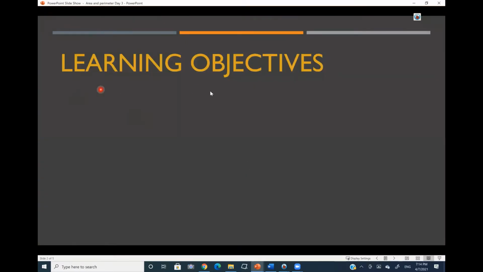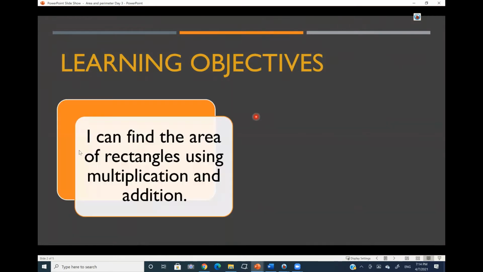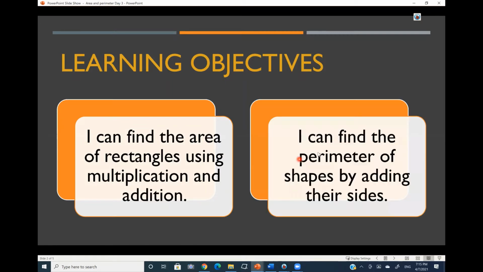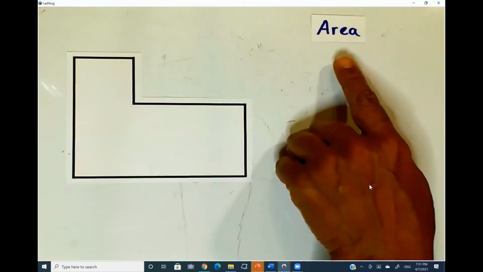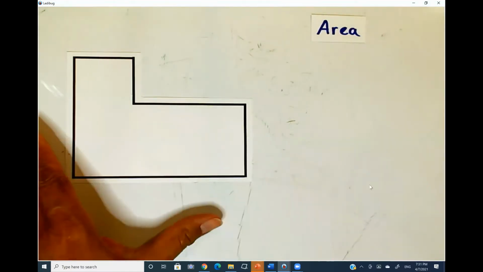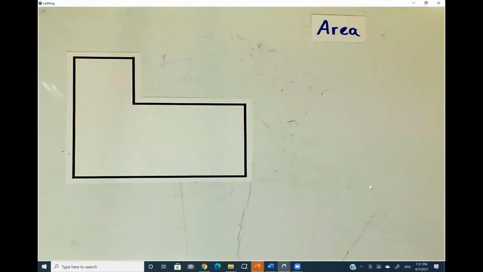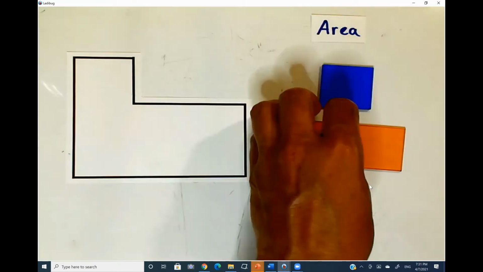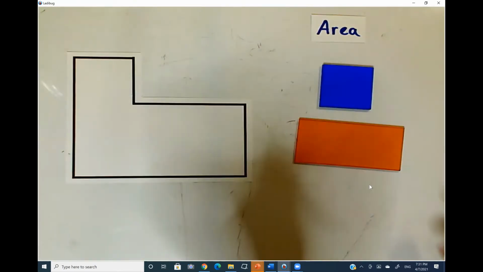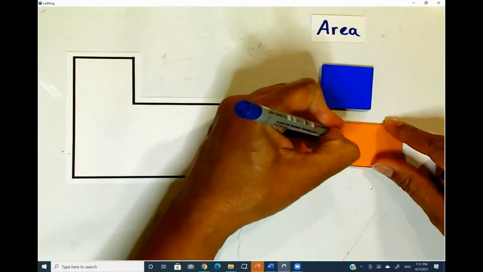Our learning objectives are: I can find the area of rectangles using multiplication and addition, and I can find the perimeter of shapes by adding their sides. Today, we're going to try to find the area of this shape. Now, in previous lessons, we learned how to find the area of a square or a rectangle, and we did it by multiplying the length times the width.